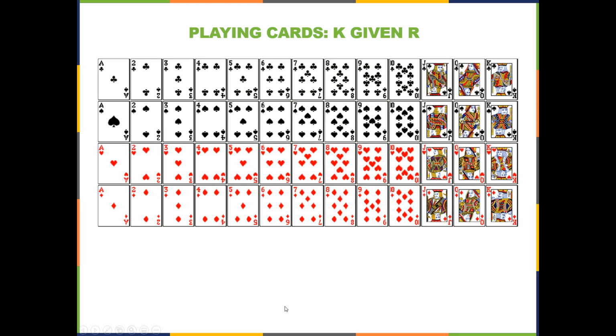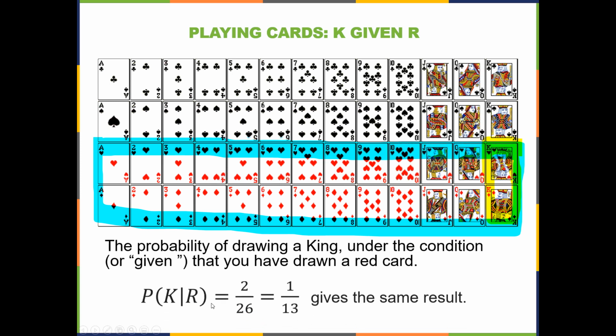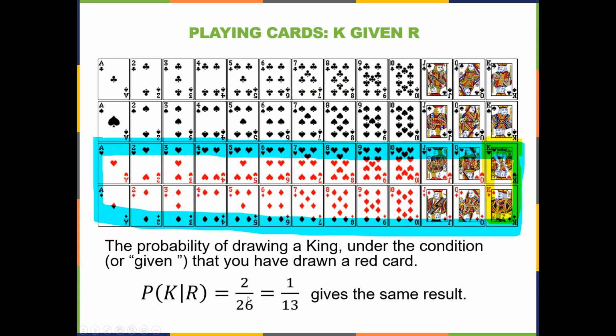Now let's look at it another way. If we narrow it down to only the red cards and act as if these black cards don't even exist, then we have a sample space of 26 instead of a sample space of 52. Now within that, we look for the two cards that are kings, and so we have 2 out of 26, right? The number 2 out of 26 reduces to 1 out of 13, giving us the same result as before.